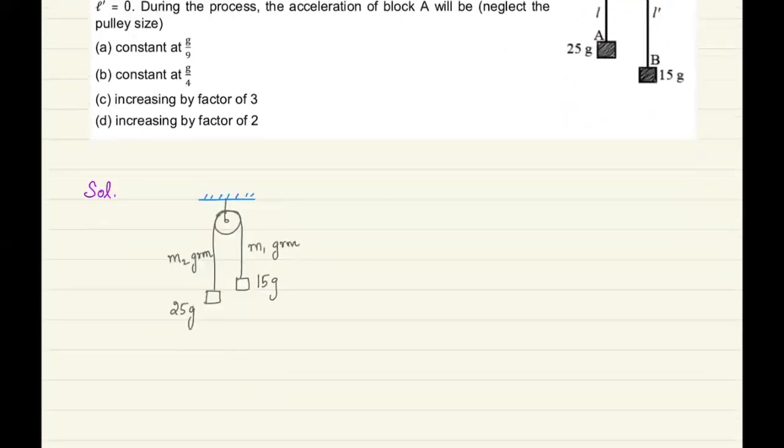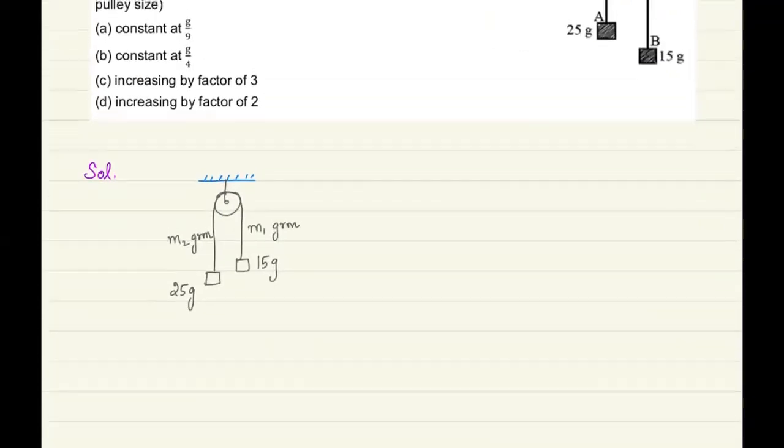At some particular instant, look at this particular diagram. I'm assuming that the part of the rope on the left has m2 gram and the part of the rope on the right has m1 gram. Since the pulley dimensions are neglected, being of very small size, we can ignore this much length of the rope. So we can treat it as if there is a negligible mass of rope on the pulley. And we can write the acceleration.